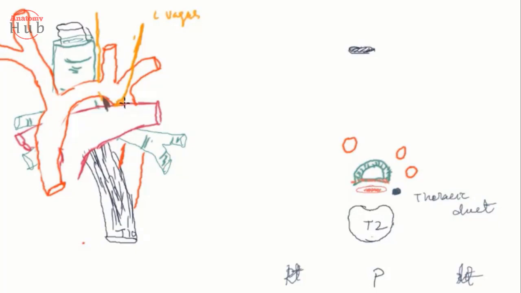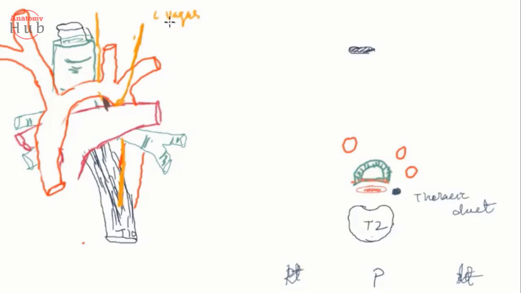Then this vagus nerve will go behind the left pulmonary trunk. Then it will descend downward anterior to the descending thoracic aorta, and it will come anterior to the esophagus. Then it will come again here. So this is your left vagus nerve.